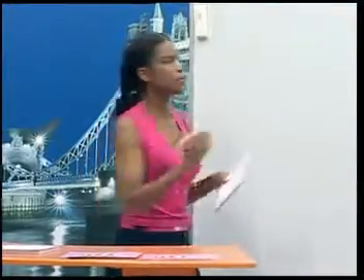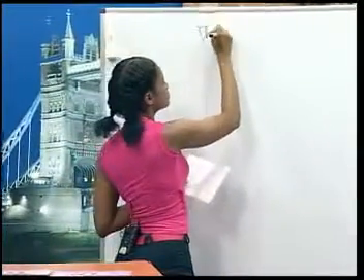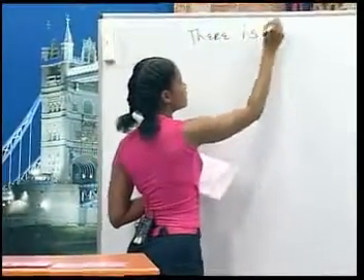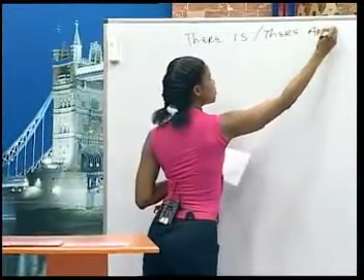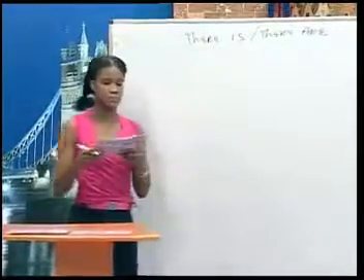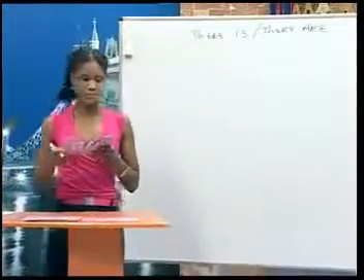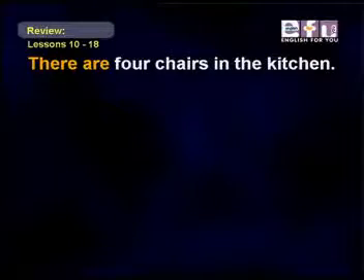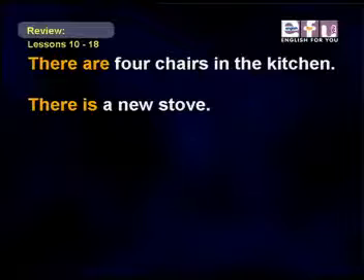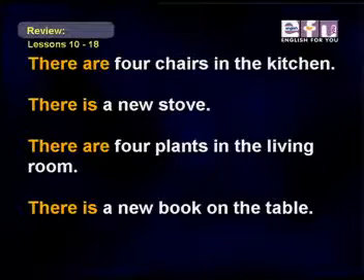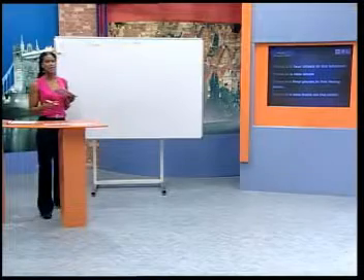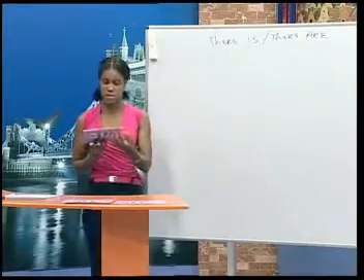Now, let's quickly review. There is and there are to show that something exists. For example, there are 4 chairs in the kitchen. There is a new stove. There are 4 plants in the living room. There is a new book on the table. So there are and there is give information.